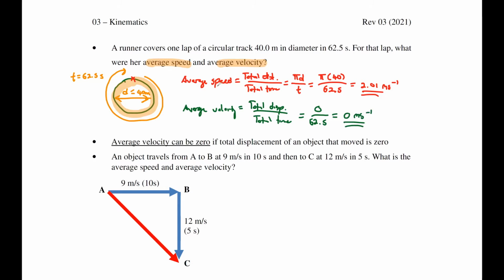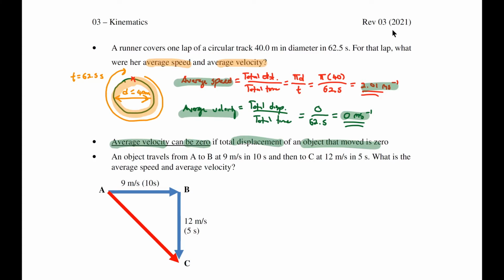Okay, so there's a difference between this and this right now. Average speed has some value here, but average velocity has no value. It's just zero. Okay, so average velocity can be zero when the total displacement of an object that has moved is zero. Just like the earlier example I told you, when the runner runs through a full lap, the runner can have a distance traveled but no displacement.